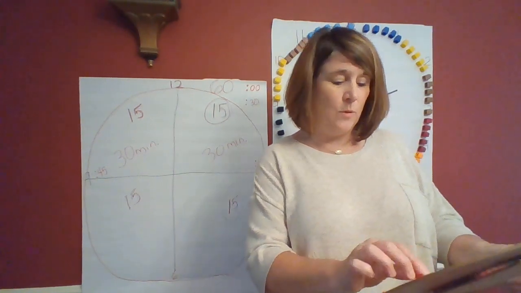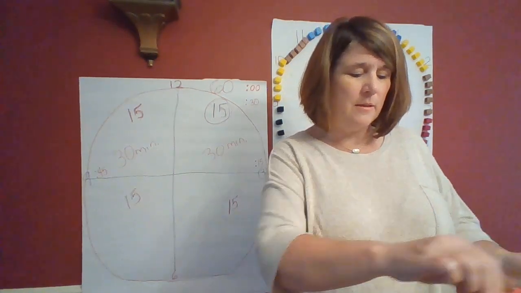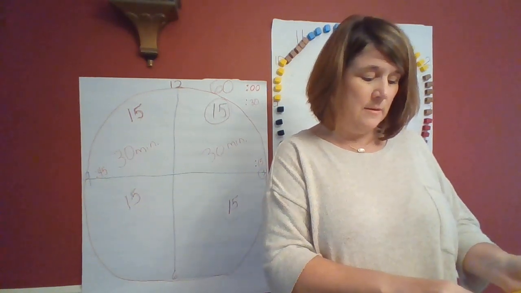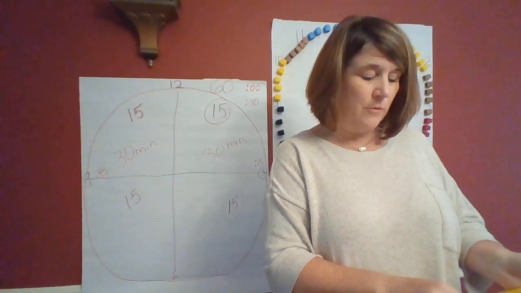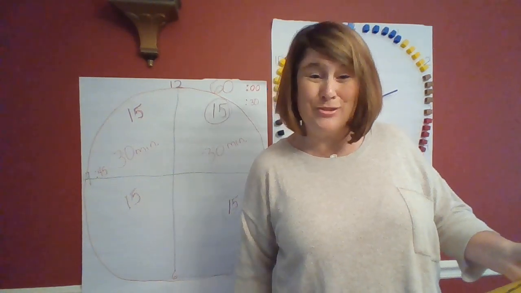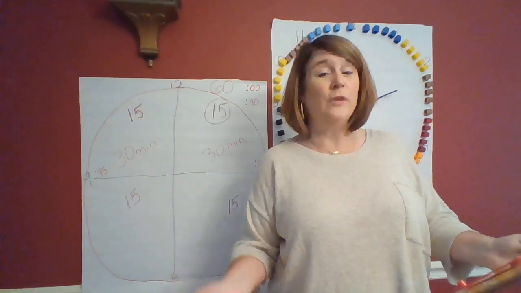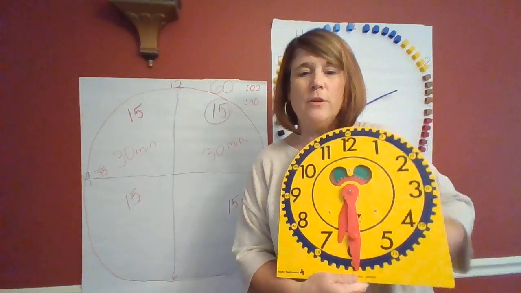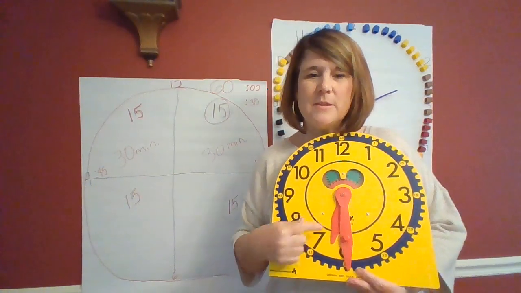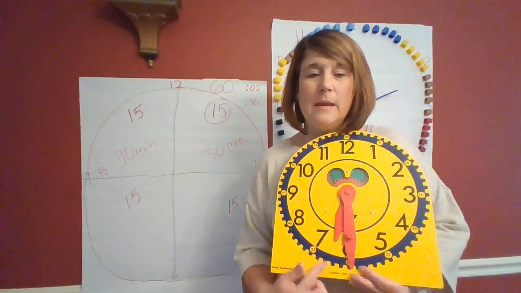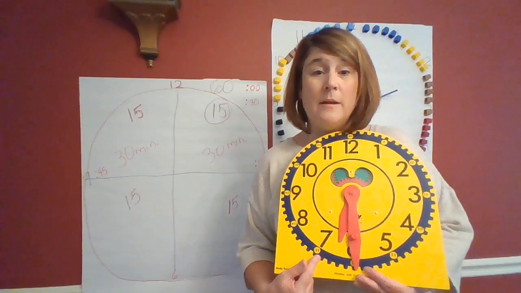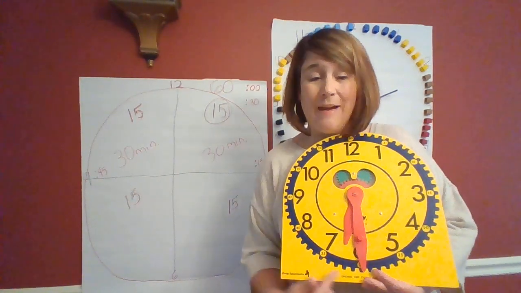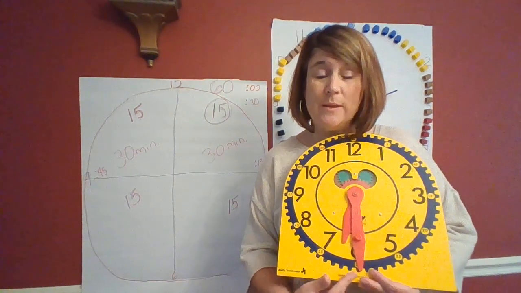I'm going to set mine to go with you, and I'm going to do something a little tricky to show you, because you might think both of those hands are right on the 6, might you? 6 for the hour, short hand, 6 for the 30. But if you look, when I set my clock, something happens to that hour hand. It is moving toward the 7, you're right, because it is almost halfway around, and it's halfway between the 6 and the 7.